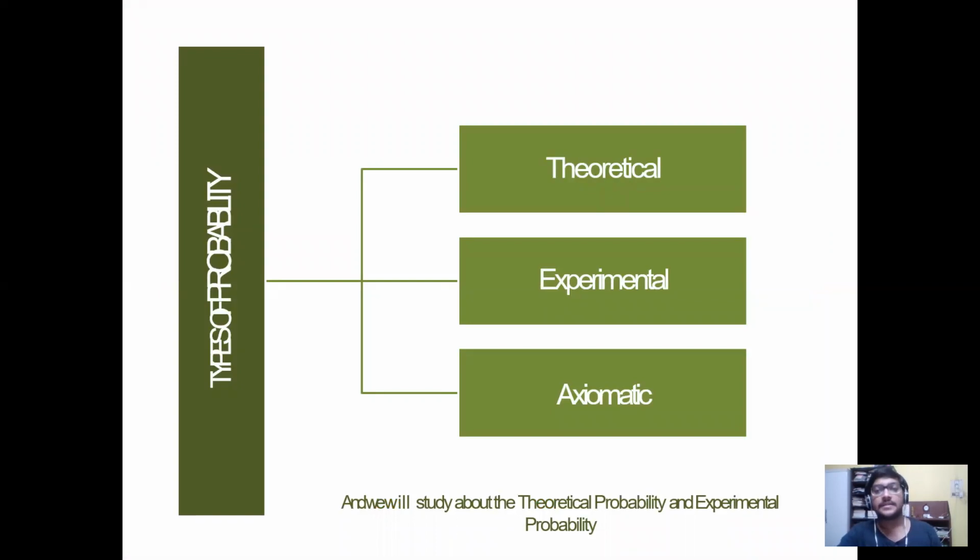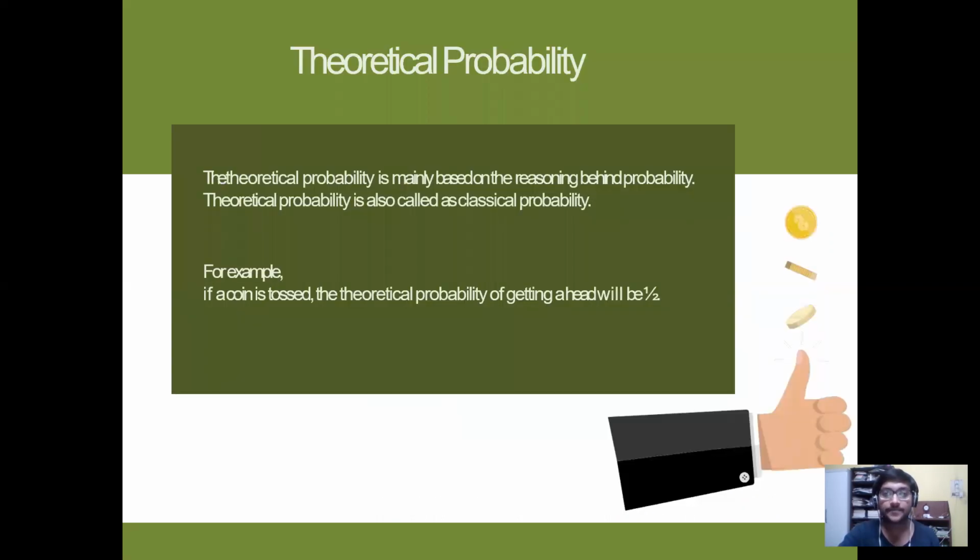There are 3 types of probability: theoretical, experimental, and axiomatic. We will study theoretical probability and experimental probability. Theoretical probability is mainly based on the reasoning behind probability. Theoretical probability is also called classical probability. For example, if a coin is tossed, then the theoretical probability of getting a head will be half.